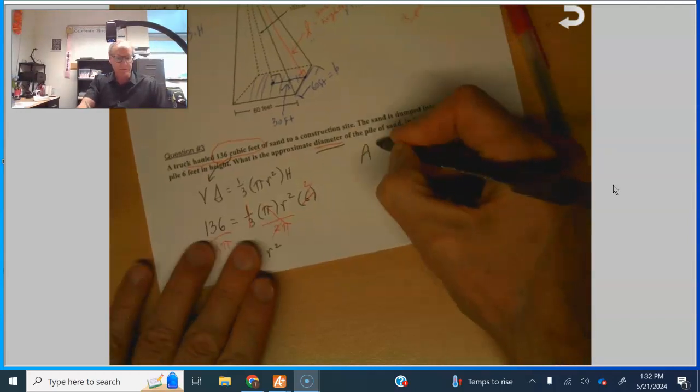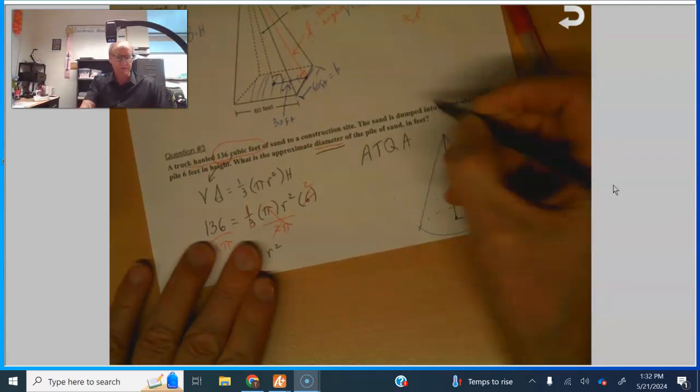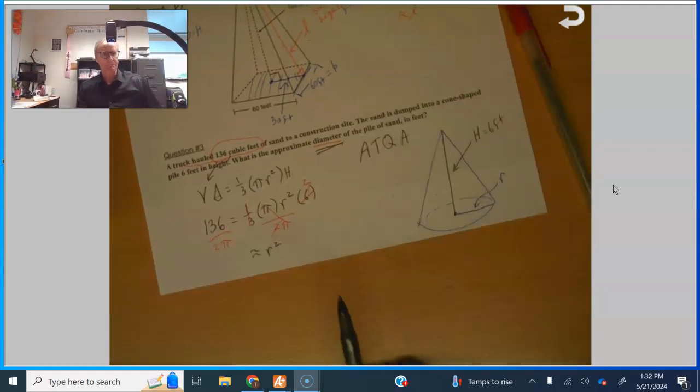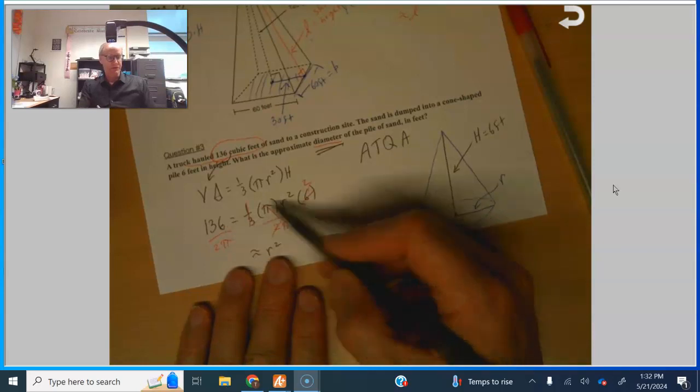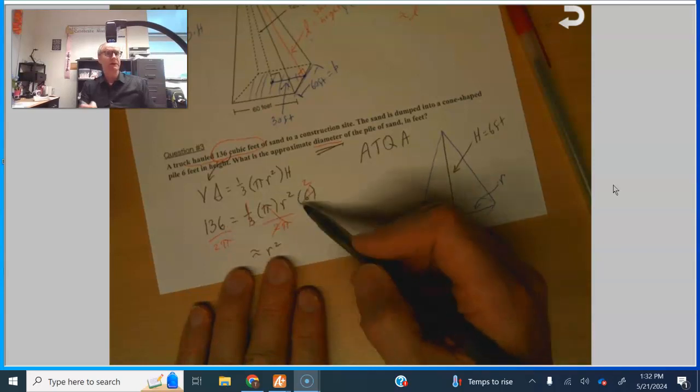Don't forget to answer the question asked. So don't forget to find the diameter in feet. So there you have it. You're going to take your 136. You should know why you're doing what you're doing. Find your radius, and then double it for the diameter.